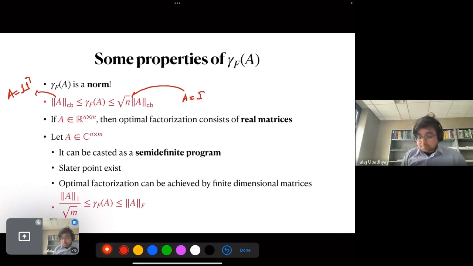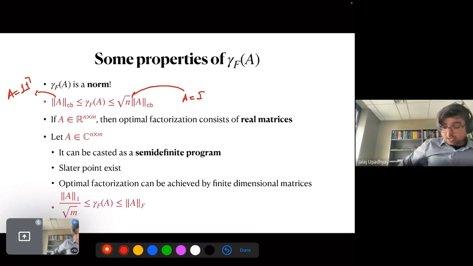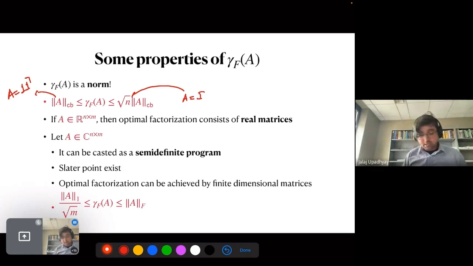And the last thing that we were able to show is that you can relate the gamma F norm to two norms that are more common for matrices, that is the Frobenius norm and the Schatten-1 norm. One part of it we discovered later, again through Nikolov. He told us that this was proven independently using a completely different bound, but in our opinion, the bound that we have is much simpler. Okay, so these are some of the properties we were able to prove.